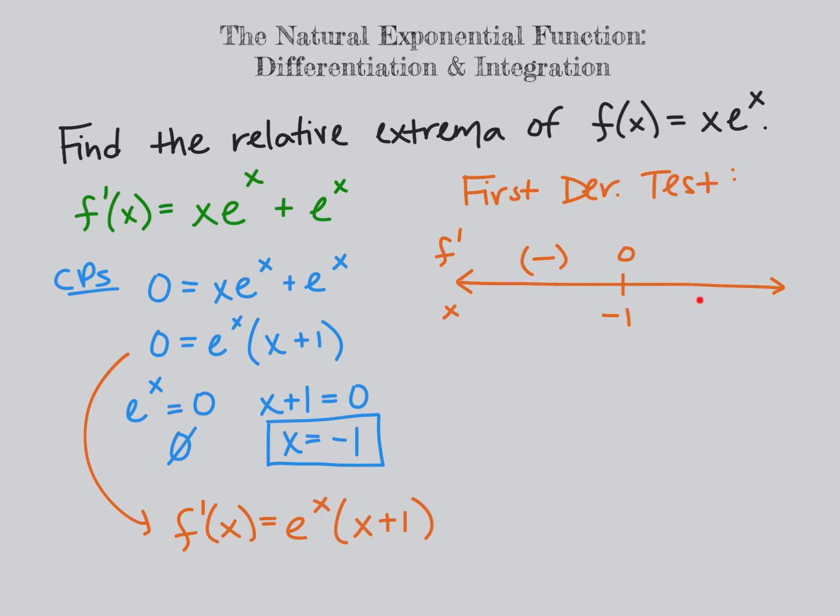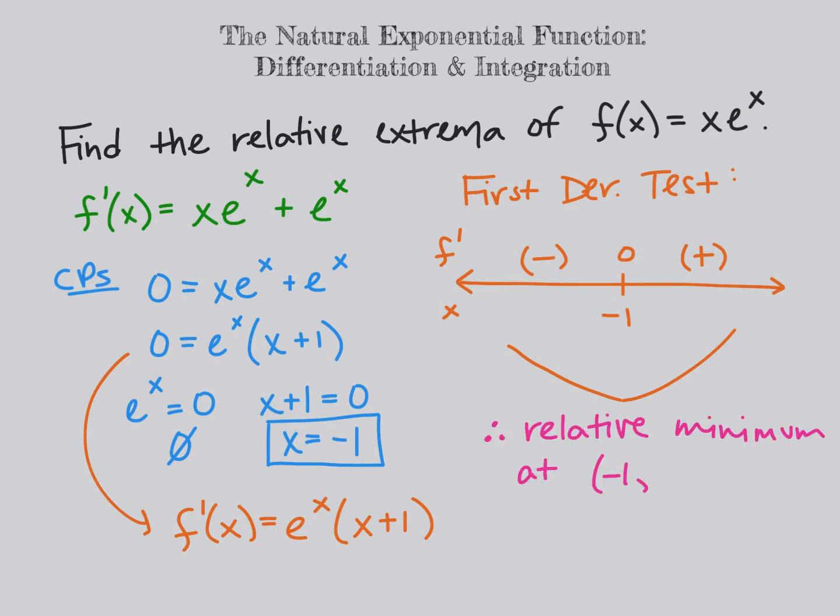Then we can plug in a number to the right of negative 1. I'll plug in 0. e to the 0 is positive, it's actually 1, and then 0 plus 1 is positive. So we get a positive output over here. That means our function was decreasing and then increasing because our first derivative went from negative to positive. Therefore, at x equals -1, we have a relative minimum.